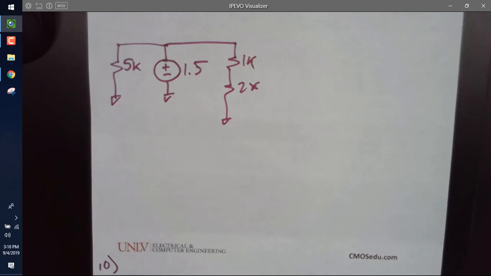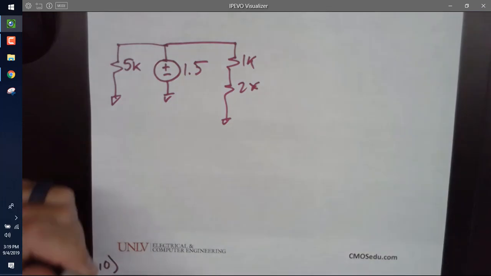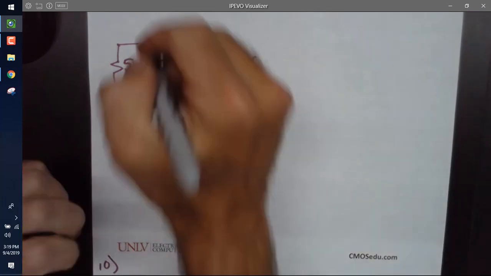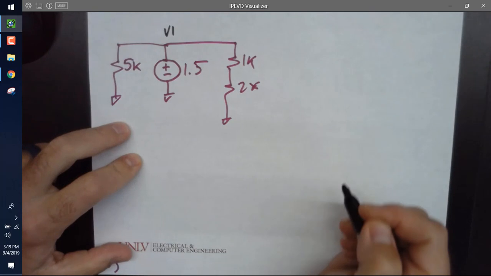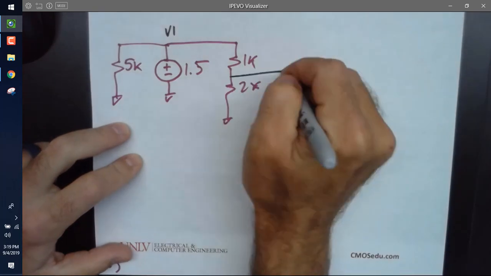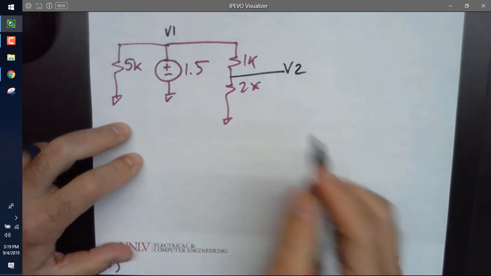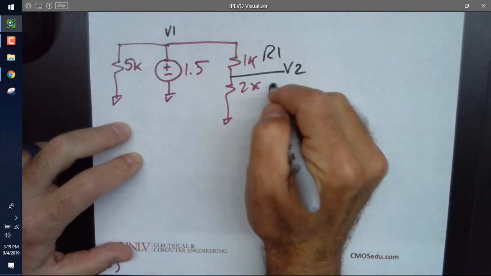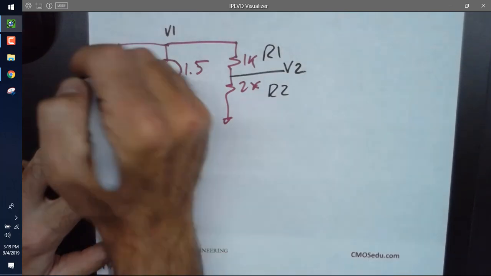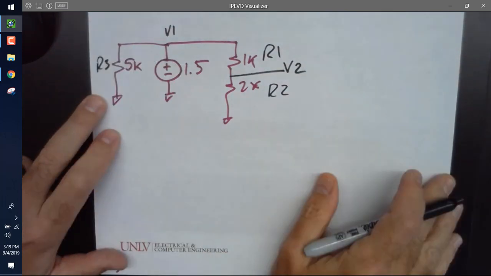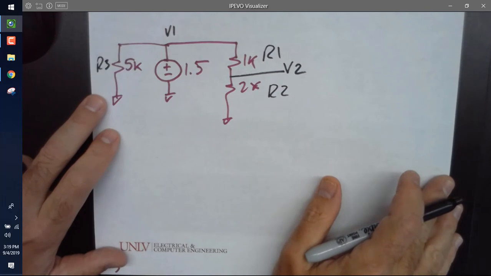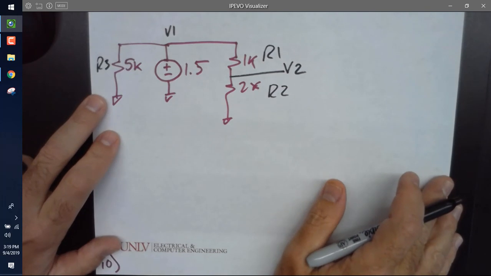So what I'm going to do, for my sake, is label the nodes here. I'm going to call this node V1 because I don't want just magical nodes. I'm going to call this V2. I'm going to call this resistor R1, this resistor R2, and this resistor R3. And I'm going to write the net list right now.